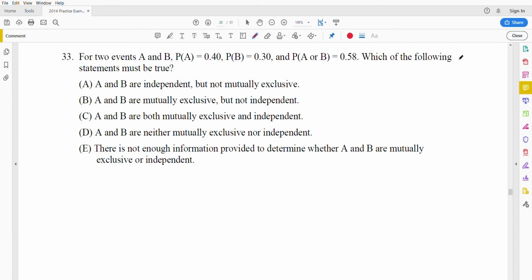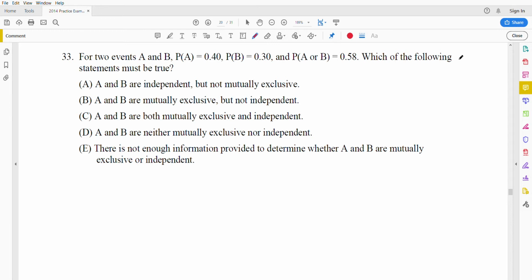So now I've officially got a mic. As I go through these problems from our mock exam, I'll be able to add commentary and share my thought process as I'm doing the problem. So we're looking at question 33 here.